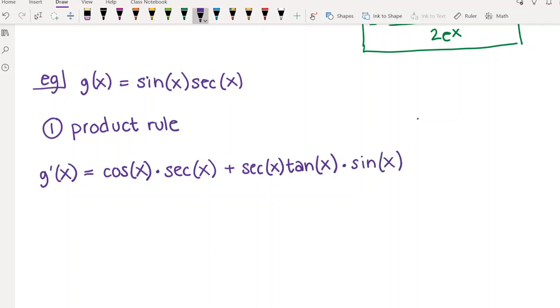So that was just product rule, right? It looks a little confusing, but it's just because the derivative of secant of x actually has a secant of x in it.